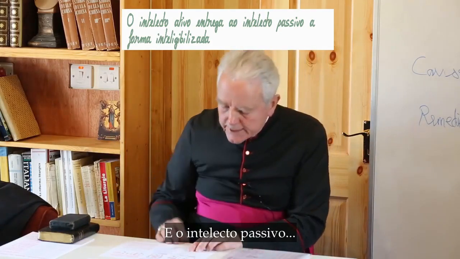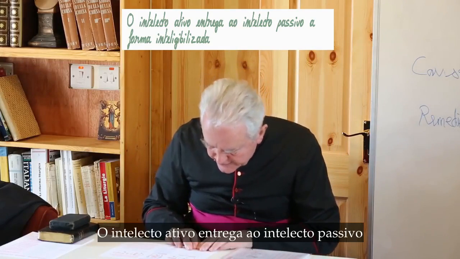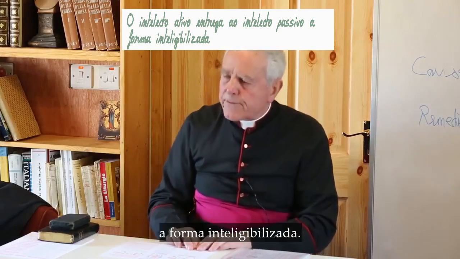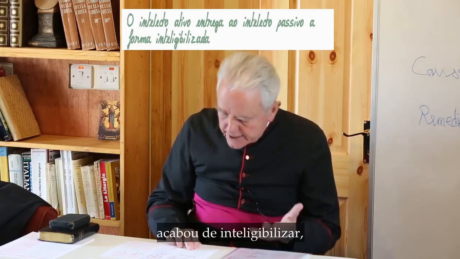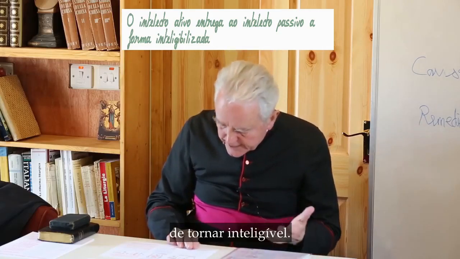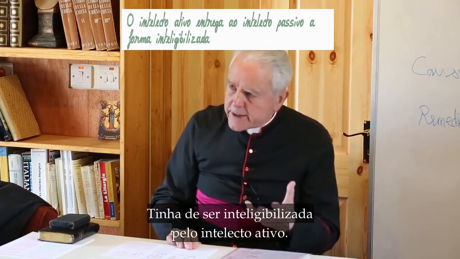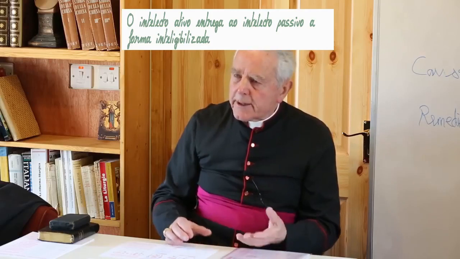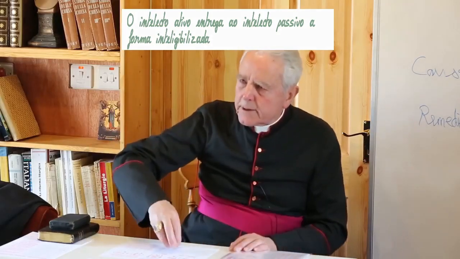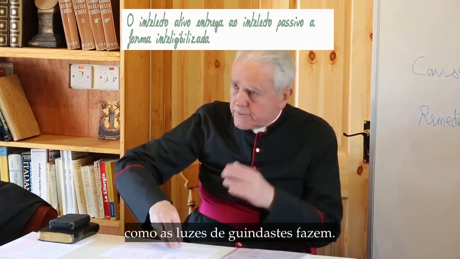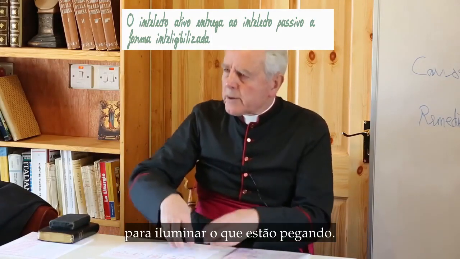And the passive intellect, so we go on. The agent intellect delivers to the passive intellect the intelligibilized form, the form which the agent intellect has just rendered intelligible. Until then it was unintelligible. It had to be intelligibilized by the agent intellect. Let's just say it's a crane which throws light upon the object, a light that wasn't there, like cranes often do. Cranes have a light to illuminate what they're picking up.